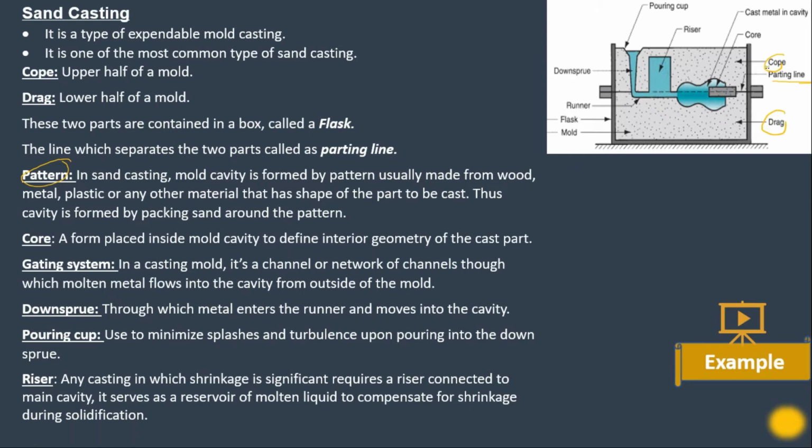Now you know what the cope is, the upper part, and the lower part is the drag. The line separating these two is called the parting line. We know what the pattern is. It is used to make the cavity of the mold. It is just the shape of the mold cavity.